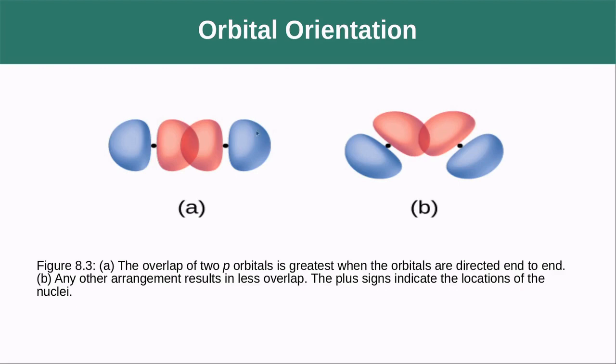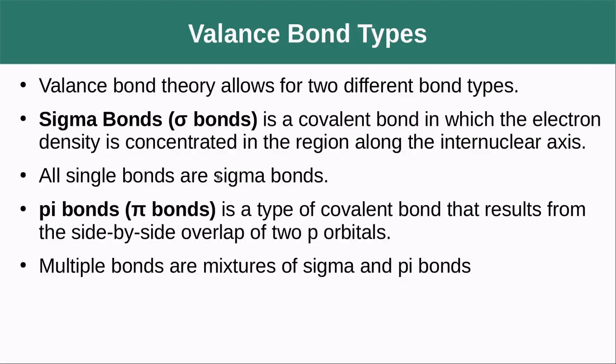Here we can see the overlap of two p orbitals in a direct end-to-end connection. And if you tip them in any one way, if you orient them in any other way, you're going to see less orbital overlap. So this is going to be our preferred configuration. And when bonding happens like that, we call it a sigma bond.